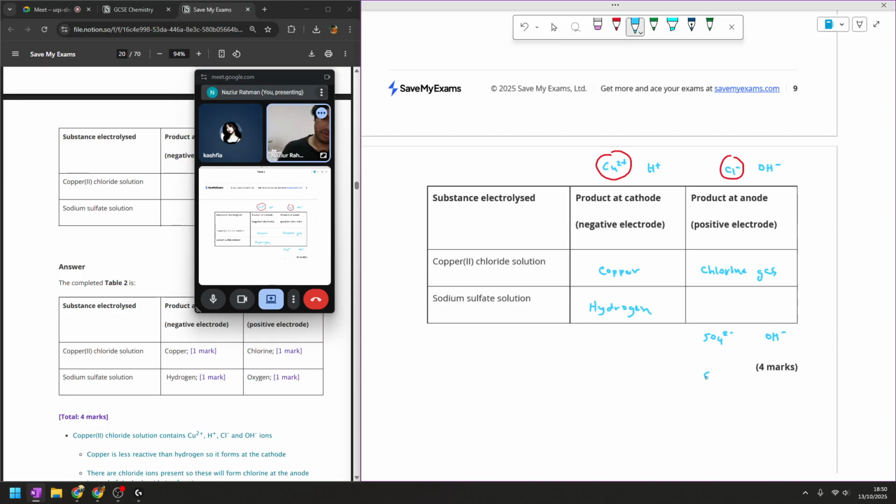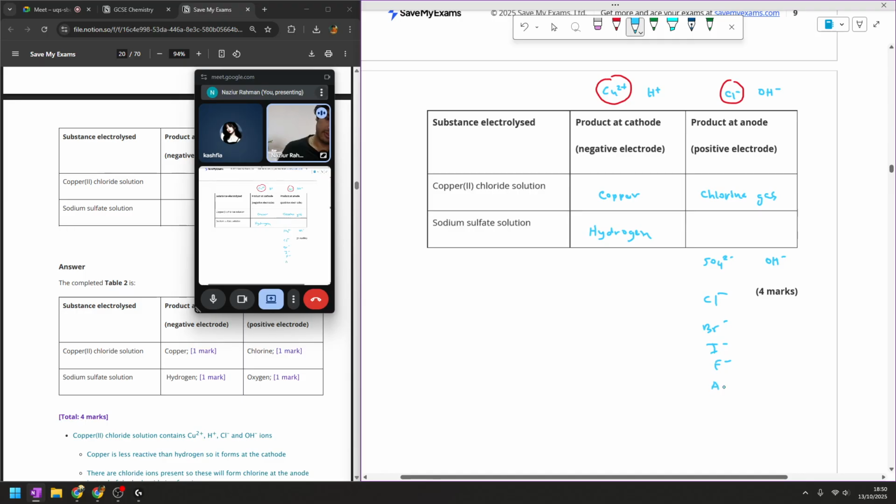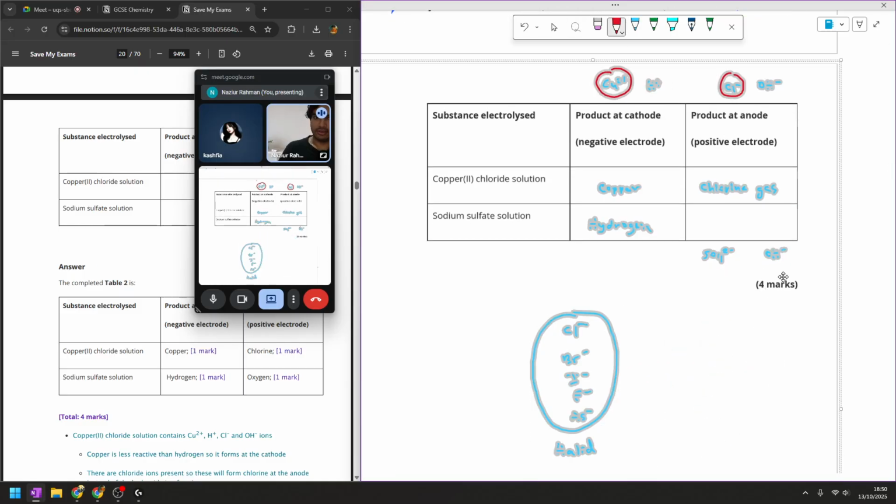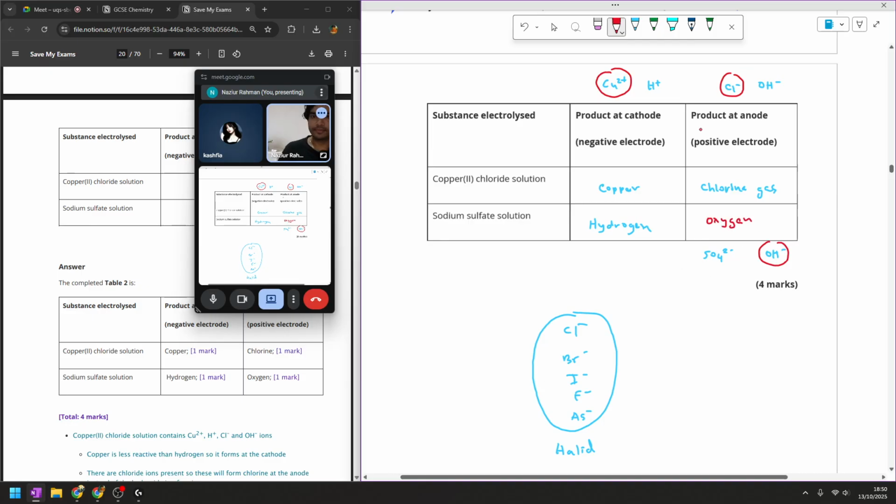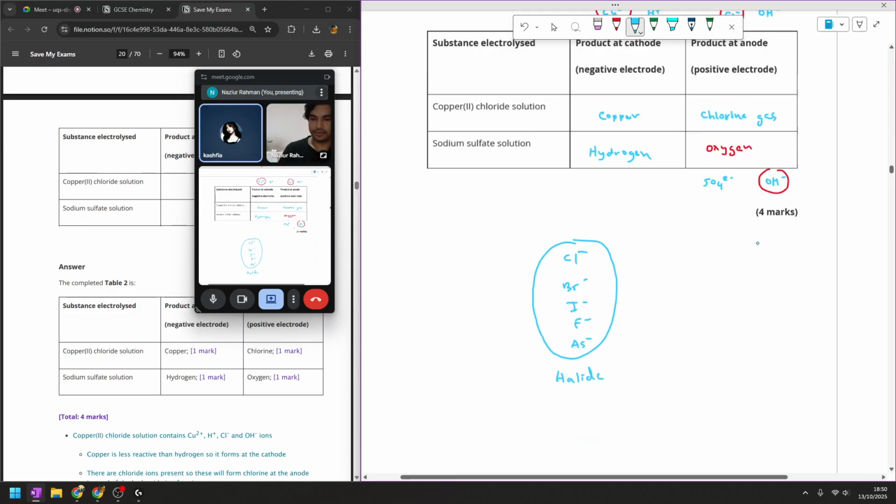Right? If I had a chloride or a bromide or an iodide or a fluoride or an astatide, whatever, these are all halides, right? So if I had any of these, I produce the corresponding halogen. So if I have bromide, I produce bromine. If I have iodide, I produce iodine. If I don't have these, I just produce oxygen. So if I don't have any of these, then it's the hydroxide that's going to get oxidized. And when I oxidize hydroxide, it makes oxygen. So I just produce oxygen. Make sense? Yeah. So here we had a halide, so we make halogen. But here we don't, so we don't do that.